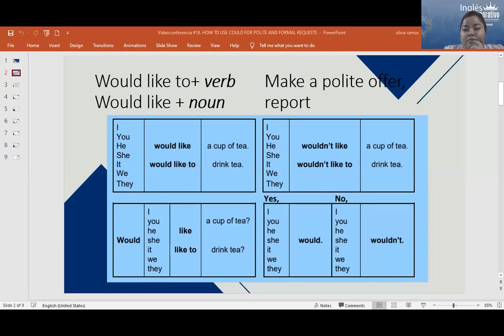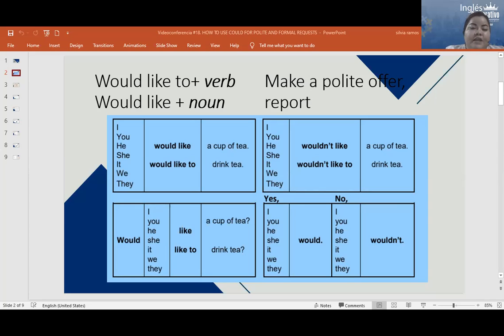I would like to get a new car, for example. Okay, I would like to get a new car. Very good. What else? Teacher, I would like to speak English. Okay, very good. I would like to speak English. Excellent. Teacher, when the structure uses a verb, for example, speak, siempre tiene que ir el to antes del verbo.